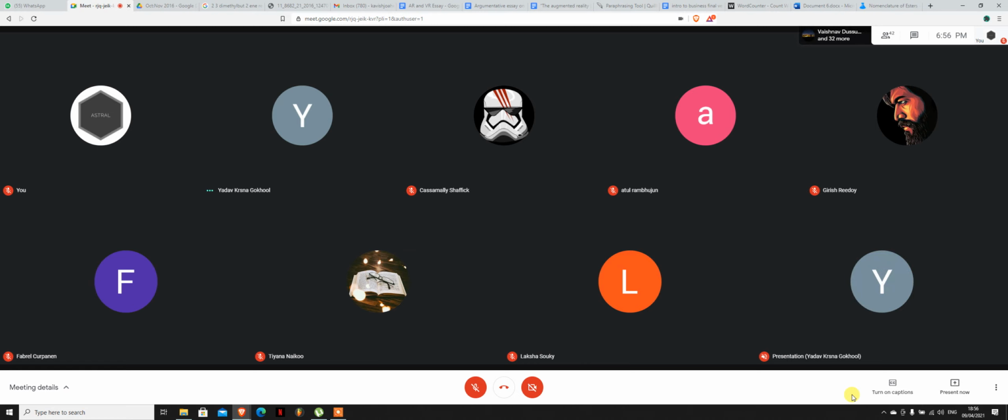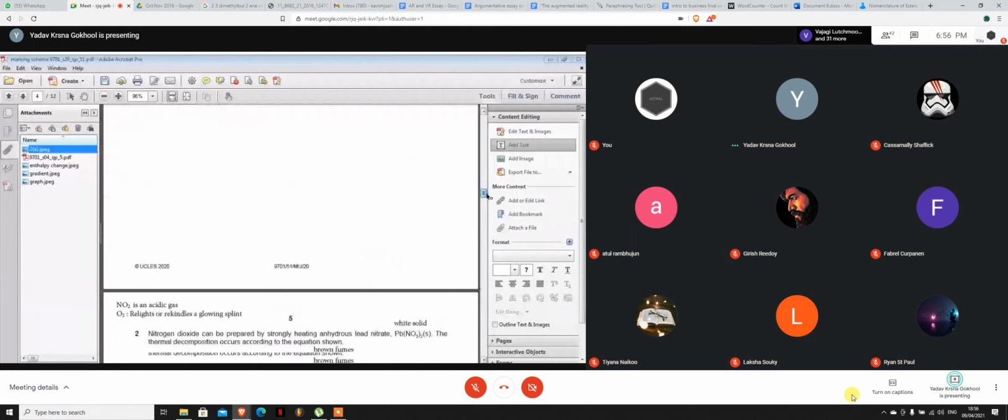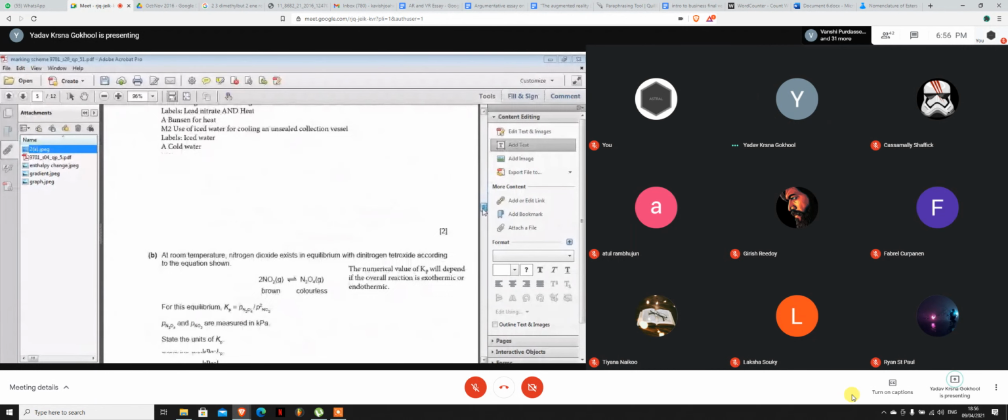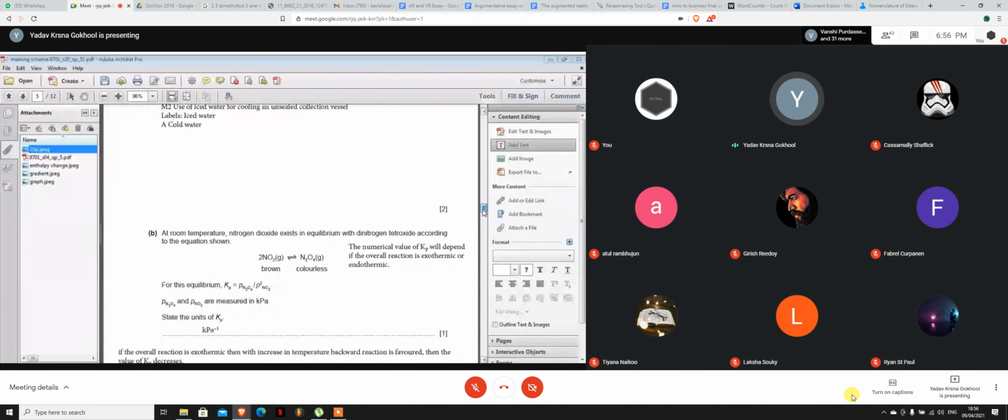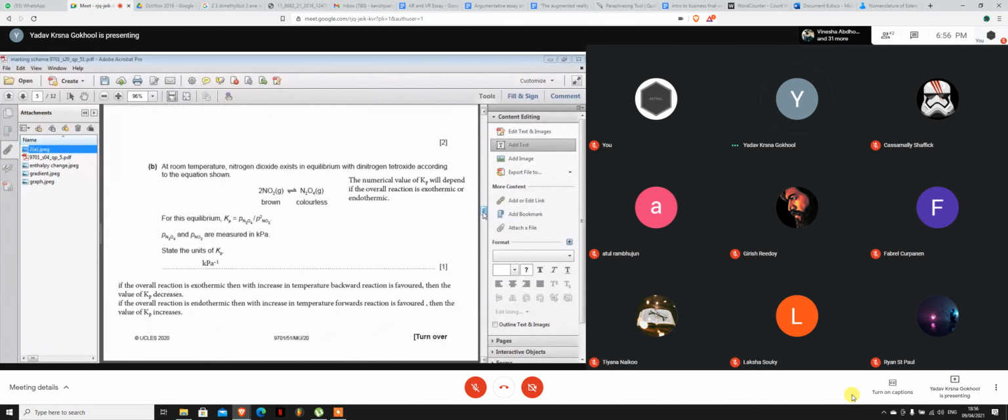At room temperature, nitrogen dioxide exists in equilibrium with dinitrogen tetroxide according to the equation shown. It is kilopascal. All right. Now, listen carefully to what I'm going to tell you, because at the end of the question, you have been asked all of these. Cambridge has made it a bit difficult, but all the answers were found over here.